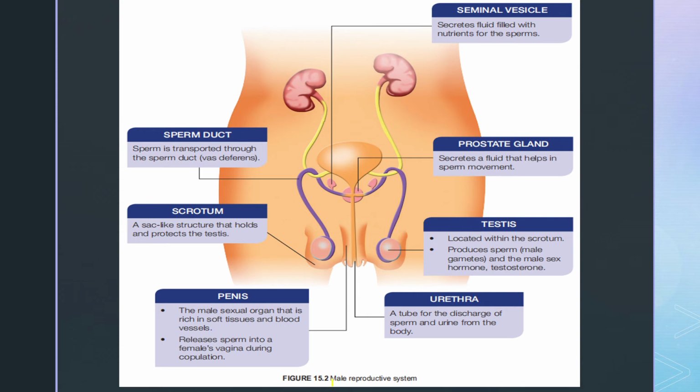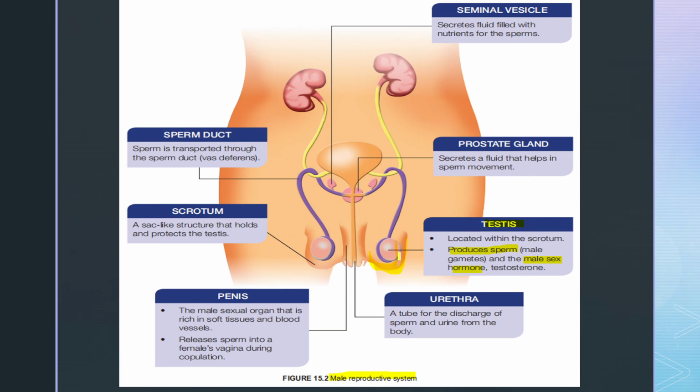Moving on to figure 15.2, this is the male reproductive system. First, we look at the testis, which is the male reproductive organ responsible for producing the male gametes, namely the sperm. It is also the organ where the male sex hormone, testosterone, is produced. This testis is located within the scrotum. It is not within the body because the temperature outside the body is more optimum for the sperm to survive.